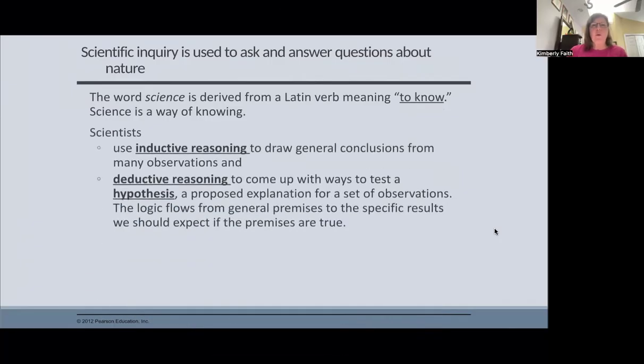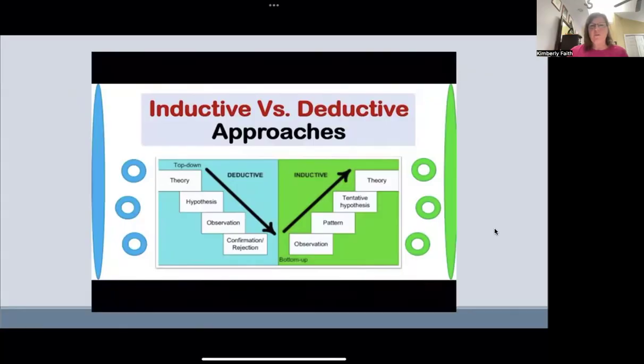Now we have two different ways of looking at a situation. We have what's called inductive reasoning and deductive reasoning. For inductive reasoning, we draw conclusions from many observations. Deductive reasoning is a way to come up with ways to test a hypothesis, a proposed explanation for a set of observations. I am big on pictures. I think pictures give us a better idea of what we're saying. So I have this picture in here.